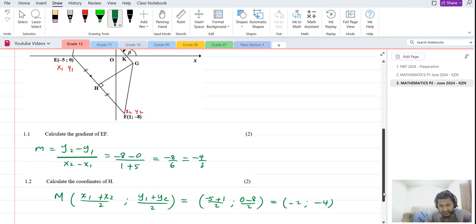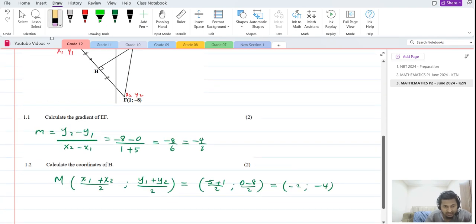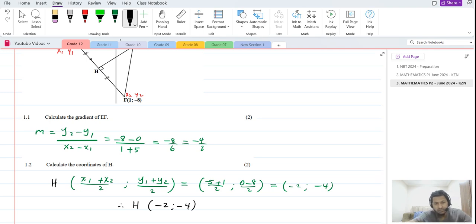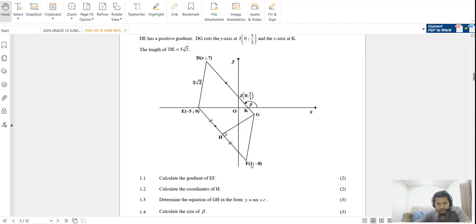So the coordinates of H, we shouldn't put M here, we should put the coordinates of H. Therefore H is (-2; -4). We can put that on the diagram: (-2; -4). Remember, the coordinates of H are given now. Next question.